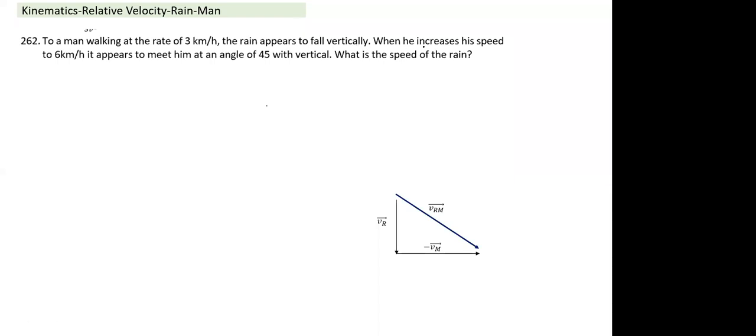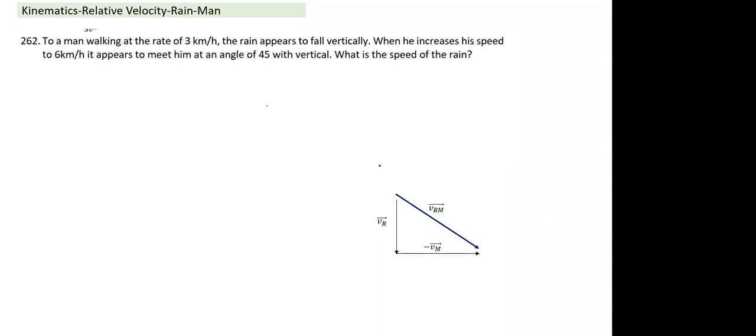And if he changes his speed, what will happen? VRM will change, both in magnitude as well as direction. That's what you should understand here. Let's solve this question. What is the speed of the rain? When he increases his speed to 6 meters per second, it appears to meet him at an angle of 45 degrees with the vertical. So at 3 meters per second it is vertical, and when he doubles the speed, it becomes 45 degrees from the vertical. What is the speed of the rain? How are we going to solve it? Only one equation.